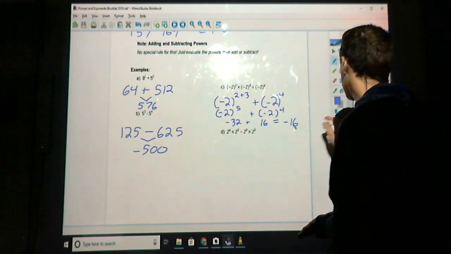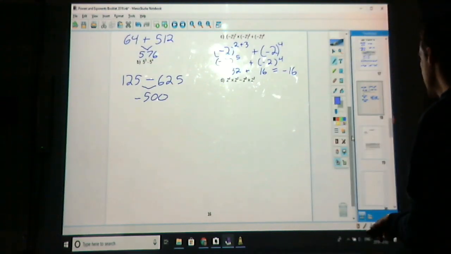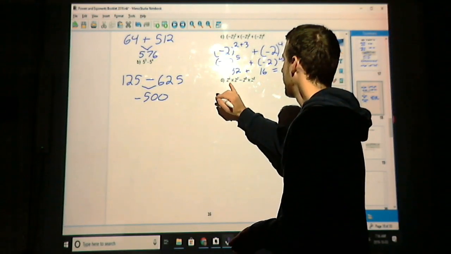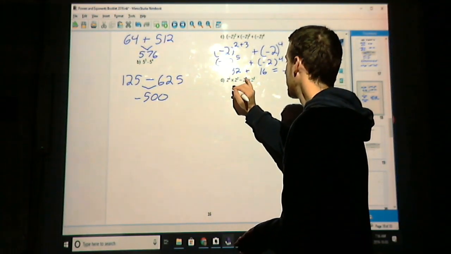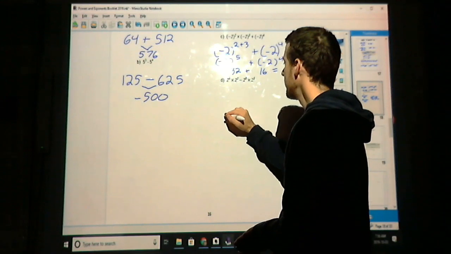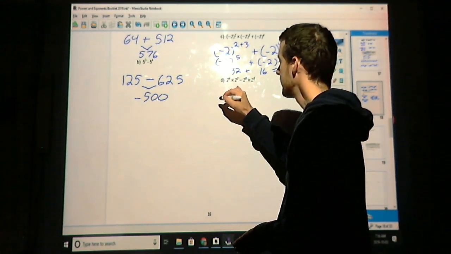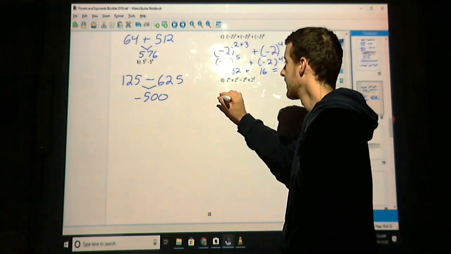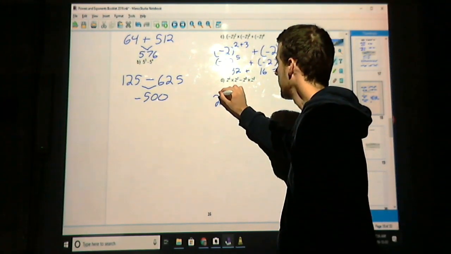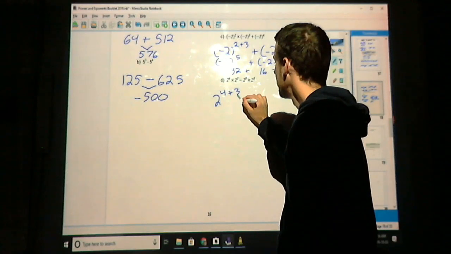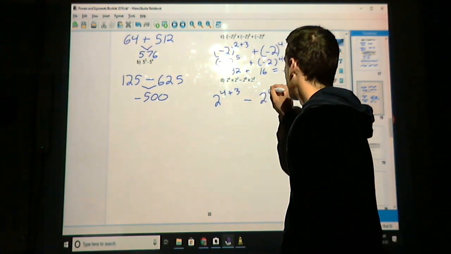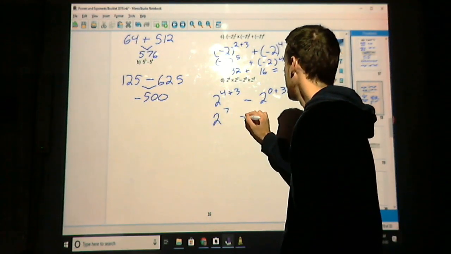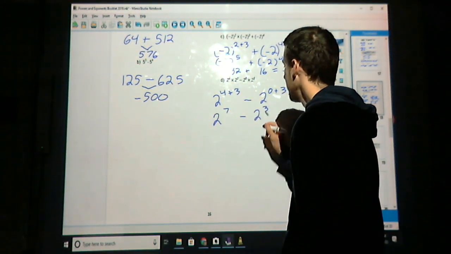All right, one last problem here, and then I think we're done. Okay, so here we go, 2 to the power of 4 times 2 to the power of 3 minus 2 to the power of 0 times 2 to the power of 3. Okay, so we have two sections here that we can simplify, and then we have to combine them by subtracting, no problem. Okay, so 2 to the power of 4 plus 3 minus 2 to the power of 0 plus 3, 2 to the power of 7 minus 2 to the power of 3.